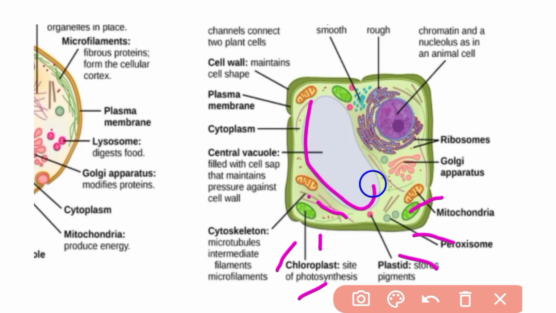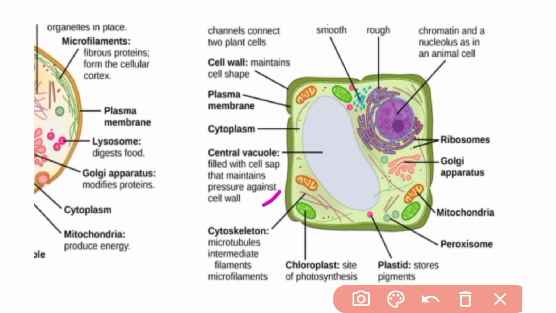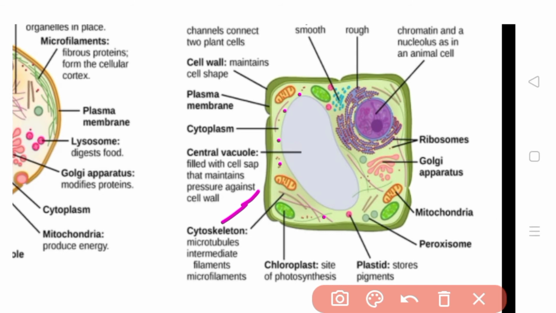This is the central vacuole. This is present only in plant cells, not in animal cells. The central vacuole is filled with cell sap that maintains pressure against the cell wall. Then this is called cytoplasm. The cell boundary is called plasma membrane. Then the outer layer of the cell is called cell wall, which maintains cell shape. This is only present in plant cells, not in animal cells. Here two plant cells are connected by channels called plasmodesmata.